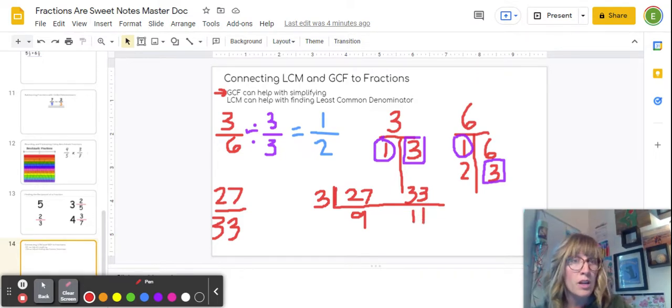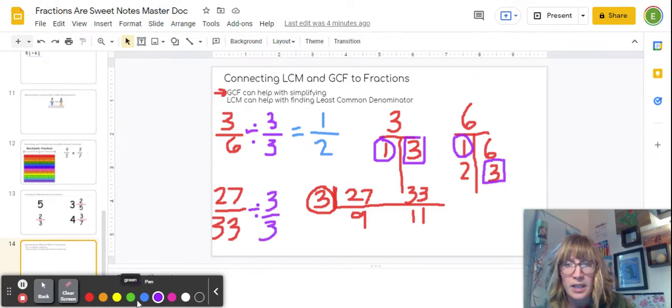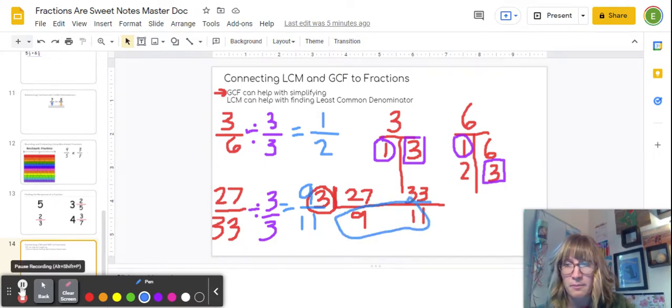9 and 11, can we pull anything else out? Well, no, we can't. So we know that the GCF is 3, so we can then divide both the numerator and the denominator by 3, getting us 9/11ths, which is oddly similar to what happened here in our ladder.